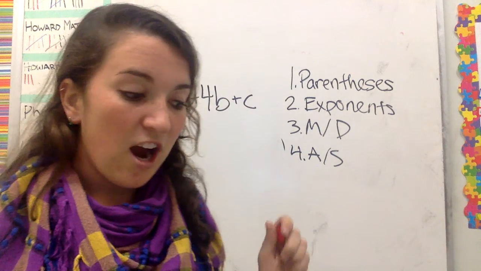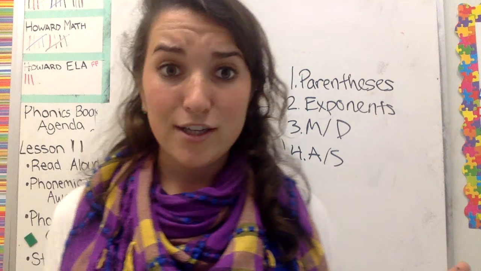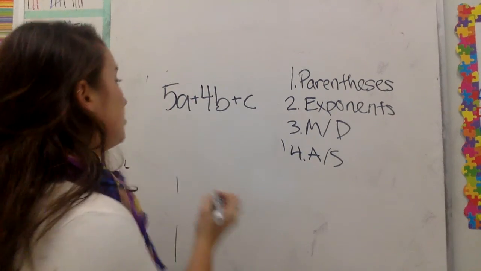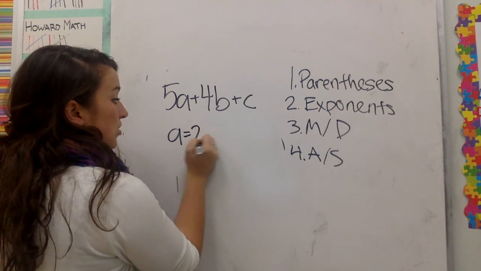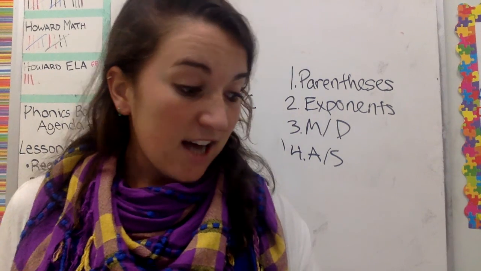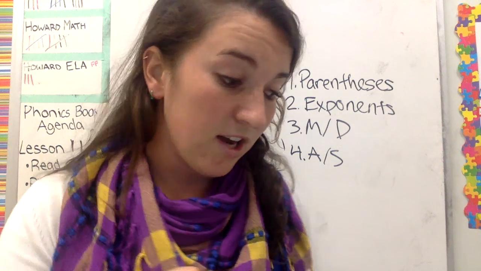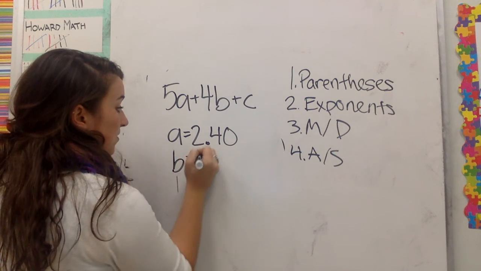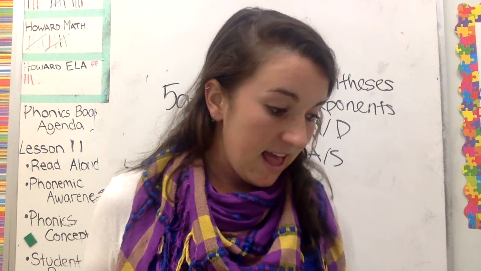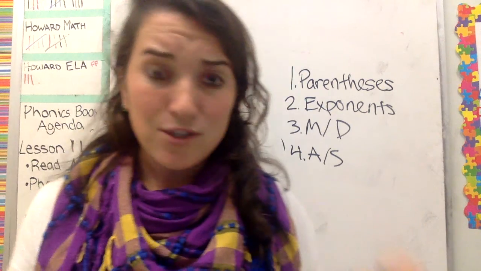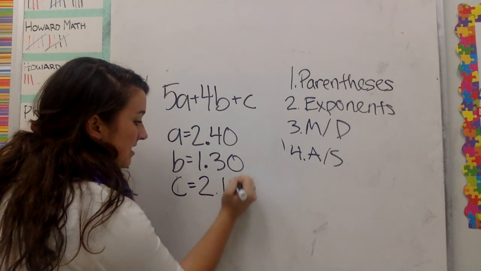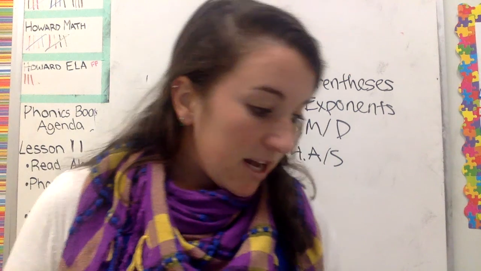If the cost of a jar of baby food A is $2.40, pause right there. It is telling us one of the values we need to know. So I know A equals $2.40. And the cost of a bottle B is $1.30. So B equals $1.30. And the cost of a toy car C is $2.10. So C equals $2.10.